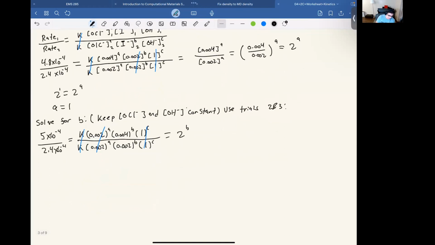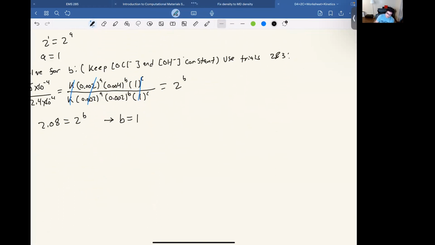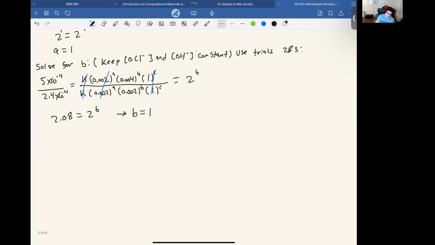On the left here, you end up getting something that's not exactly 2. You get 2.08 is equal to 2 to the B. You can round that down and say B is equal to 1. That's perfectly acceptable. For those of you saying, that's not okay, like how am I supposed to know?